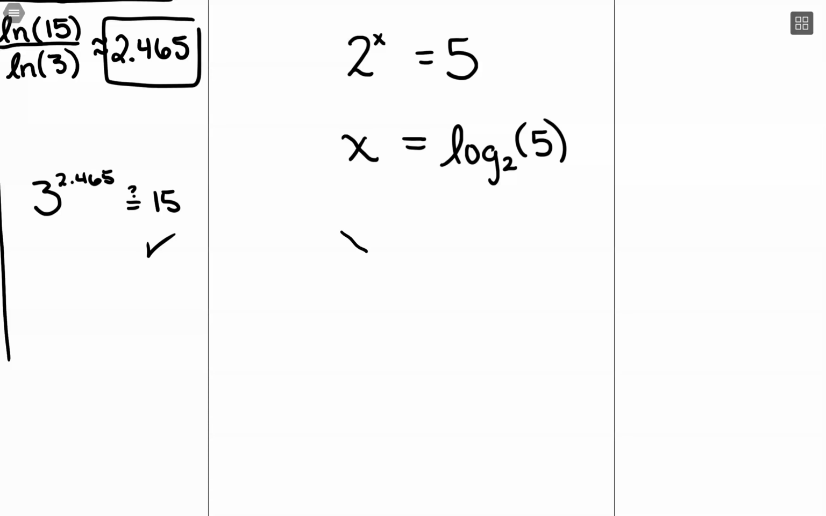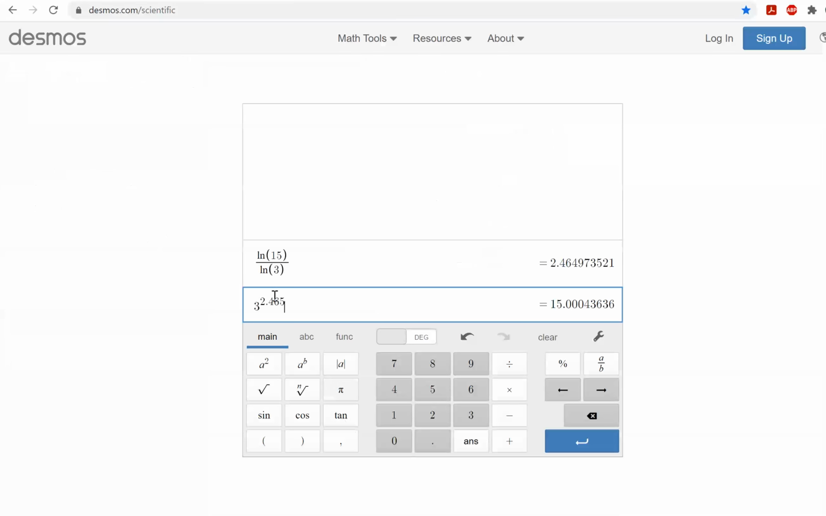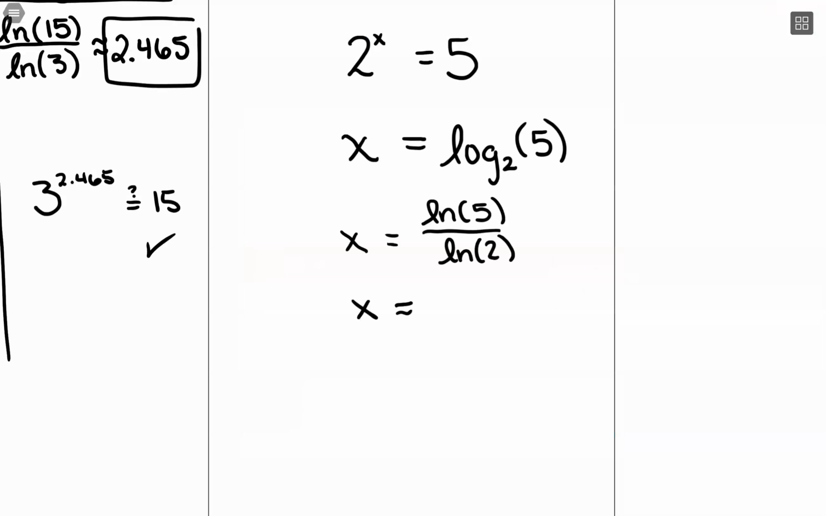If I wanted to estimate, I'm going to use the change of base formula. So log of 5 over log of 2, and get a decimal estimate of, if I go to our calculator, I'm just going to go ahead and edit up here since I have the form all set up. So that'll be 2.3219.